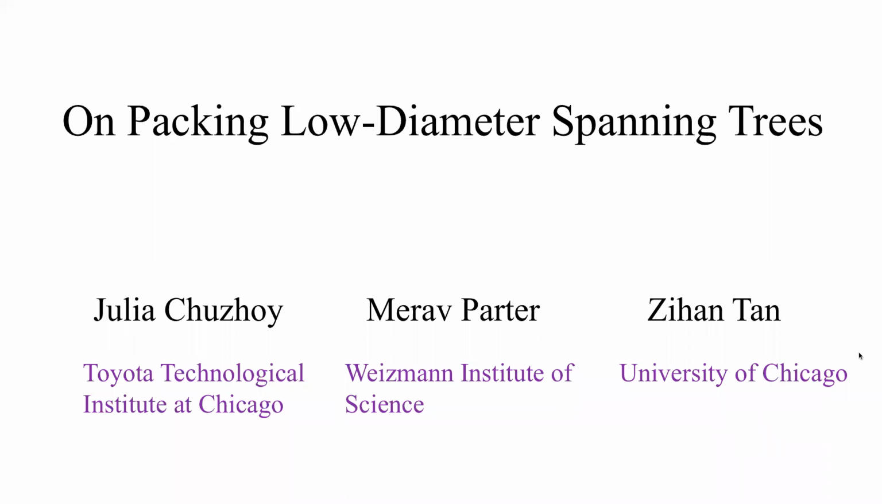This is a talk for the International Colloquium on Automata, Languages and Programming, also known as ICALP 2020. I am Zihan from the University of Chicago, and in this talk, I'm going to present my paper with Julia Chuzhoy and Merav. The title of our paper is Unpacking Low-Diameter Spanning Trees.